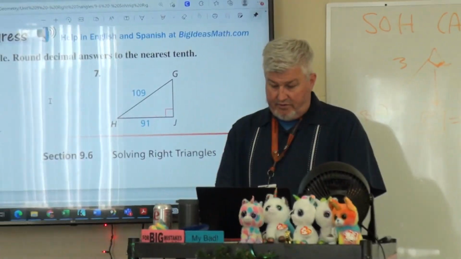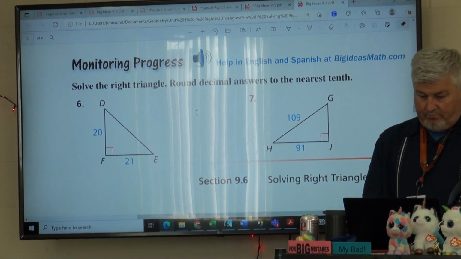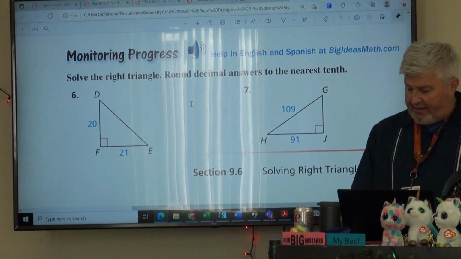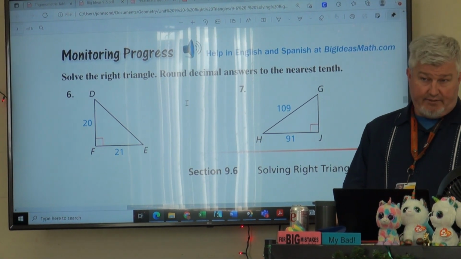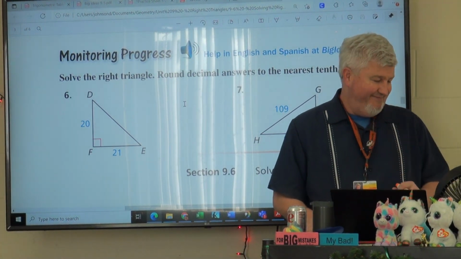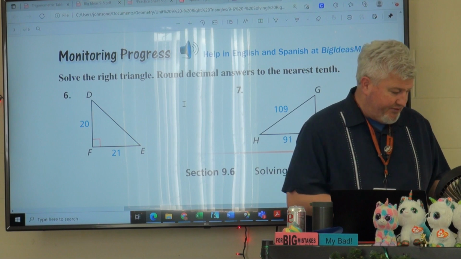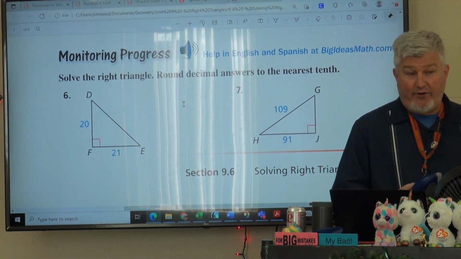Solve these triangles. Okay, so again, instructor, this would be where you would pause. Pause and solve these triangles. So go ahead and do that now while I erase.